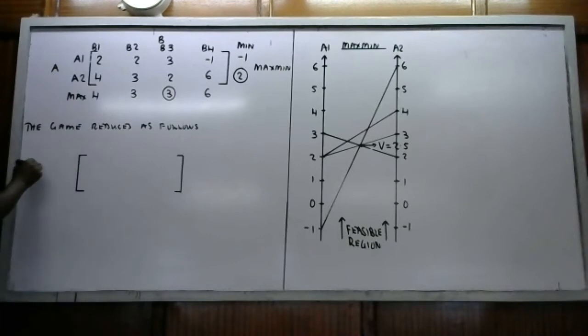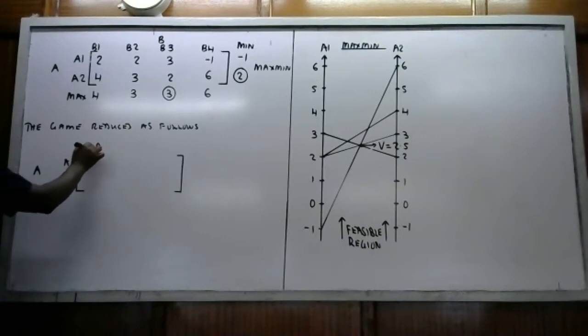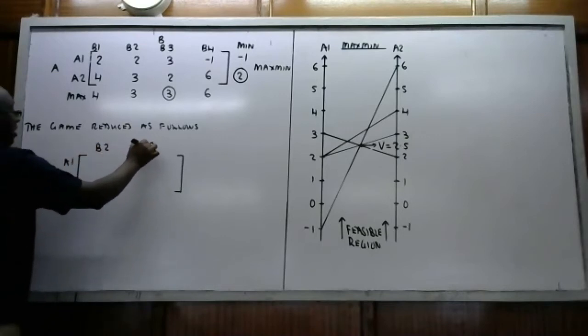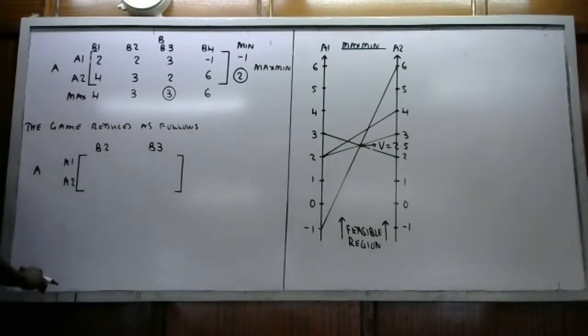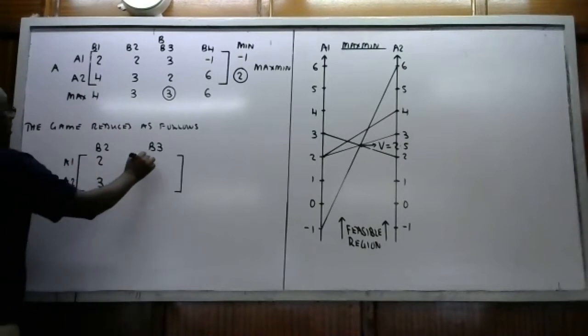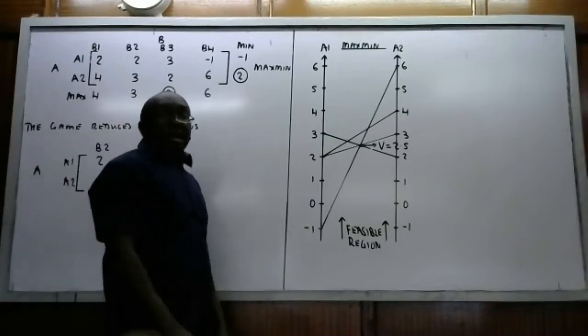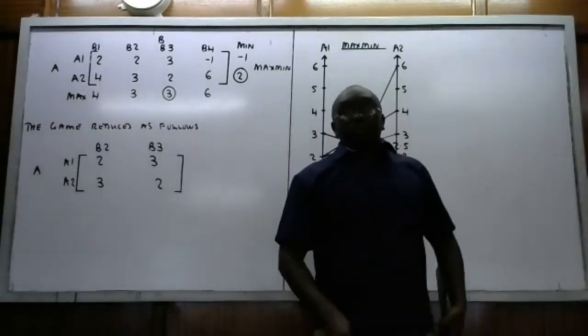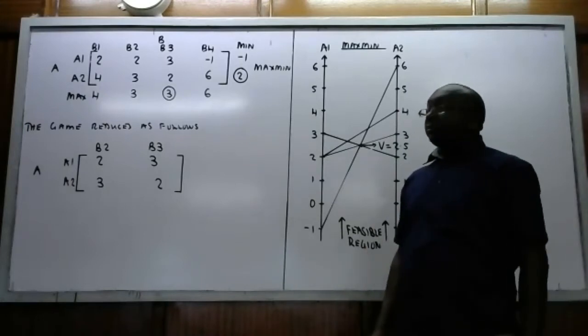So for player A, we have A1 here and A2. For player B, we are left with B2 and B3. Those are what have formed these 2 lines. So 2, 3 here, and the other one is 3, 2. So that is how the game reduces.